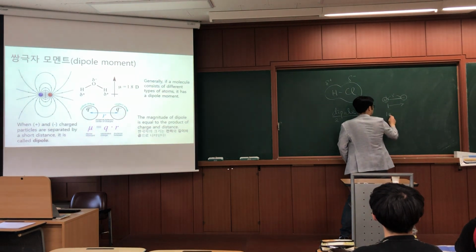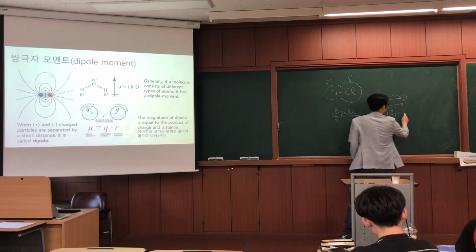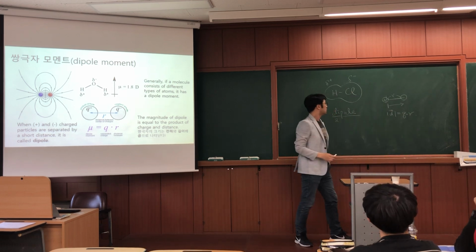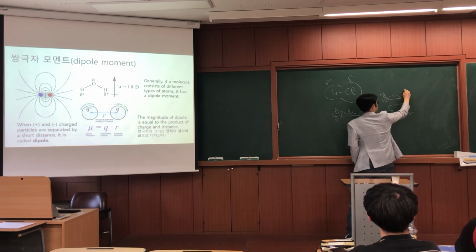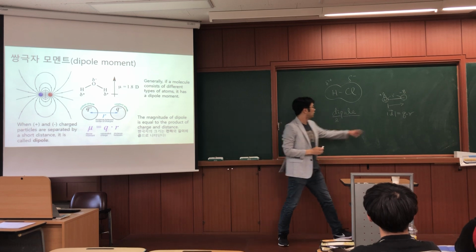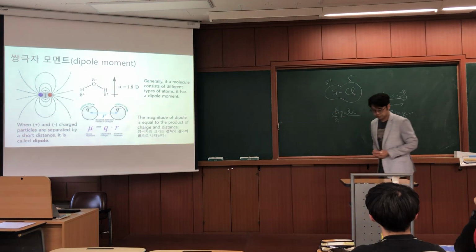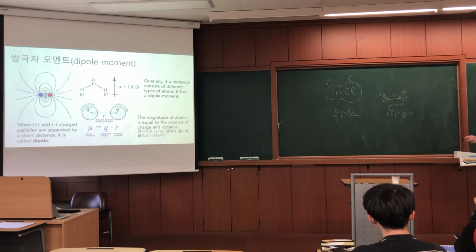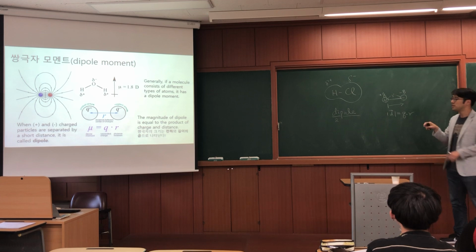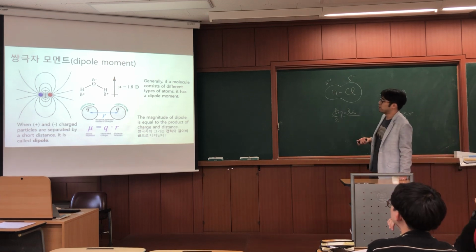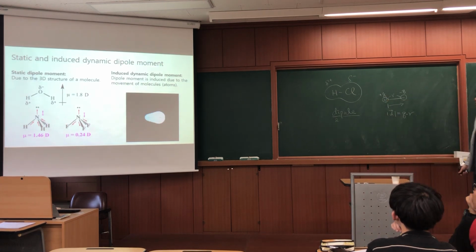And the magnitude of this dipole moment is considered as Q dot R. If this one has a charge of plus Q, and this one has a charge of minus Q, then the magnitude of the dipole can be written like this. They are written here. I inserted some Korean because these are a little more difficult than previous classes, with some physical concepts, to help you understand.